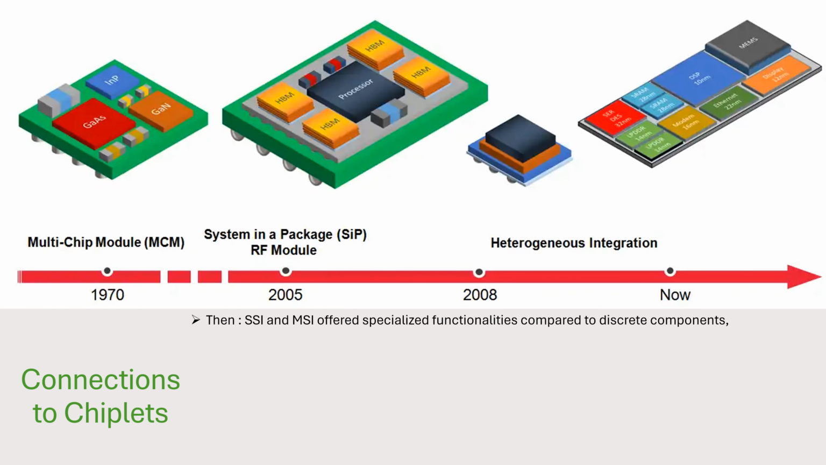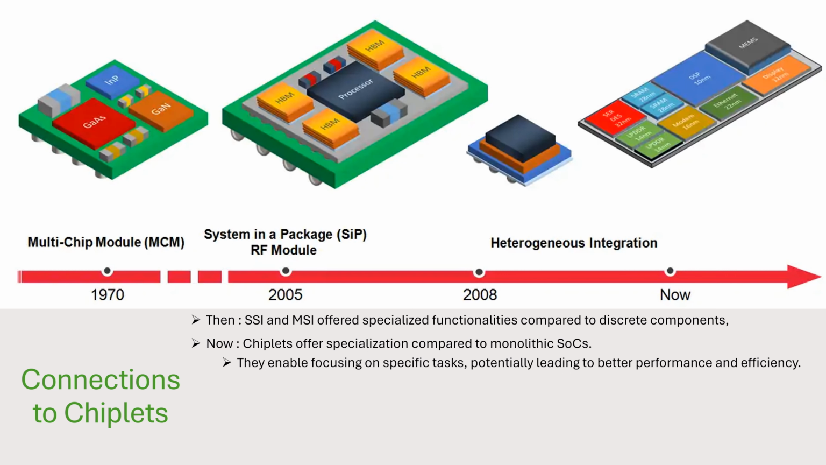See, we used to design electronics long back with discrete components. Then the very concept of integrated circuits was realized. That led to SSI, MSI, LSI, VLSI, etc., which offered specialized functionalities compared to discrete components. It's a good revolution. Now, one more good thing is happening. Chiplets offer specialization compared to monolithic SoCs, one step above. Chiplets enable focusing on specific tasks, potentially leading to better performance and efficiency.